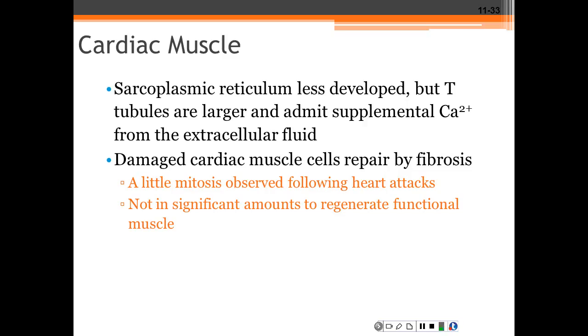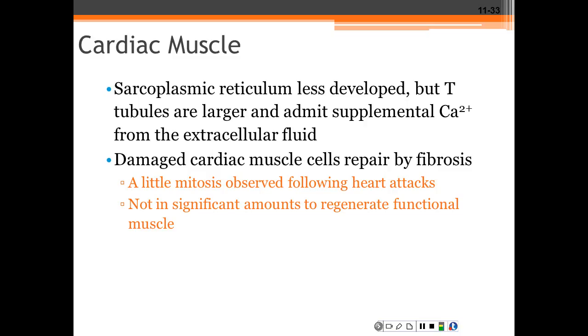Alright, so when we have damage to the cardiac muscle, it is repaired by fibrosis. Now, although mitosis has been detected in cardiac myocytes following heart attacks, it does not produce a significant amount of regenerated muscle.